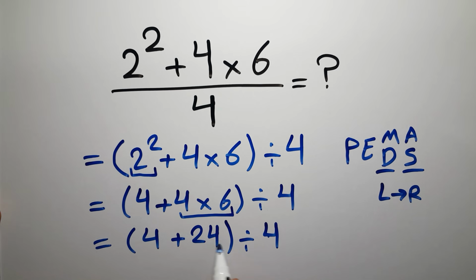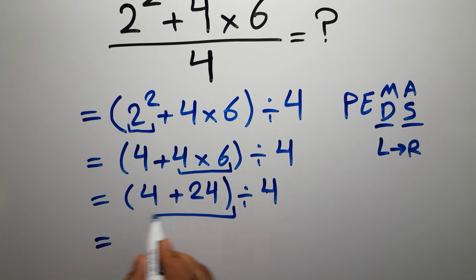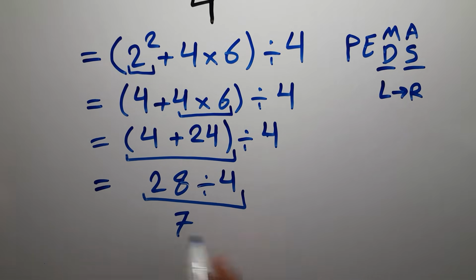Now 4 plus 24 gives us 28. Okay, so 28 divided by 4, which gives us 7. And this is our final answer to this problem.